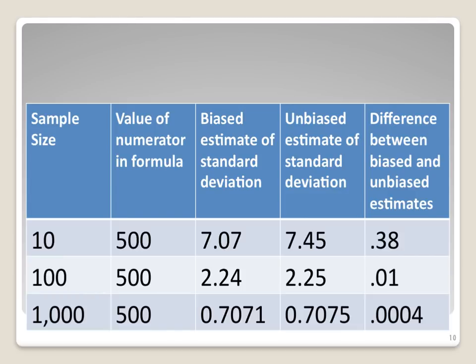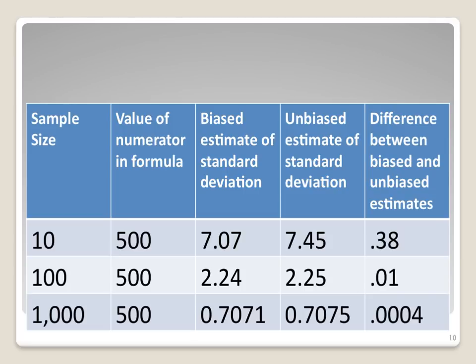So if our sample size is now 100, our biased estimate of the standard deviation is 2.24. Our unbiased estimate of our standard deviation is 2.25. This difference being 0.01 still could lead to making huge errors in our conclusions or our inferences. And again, statisticians are not very comfortable with this.